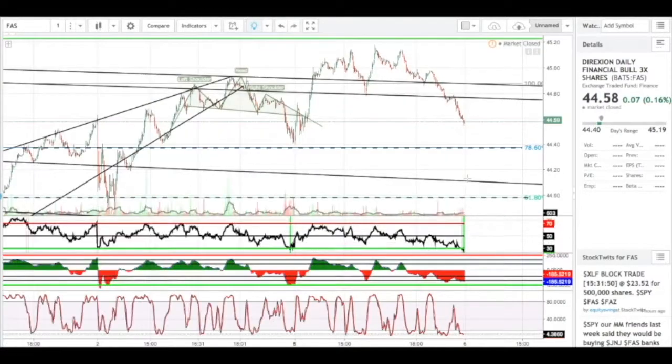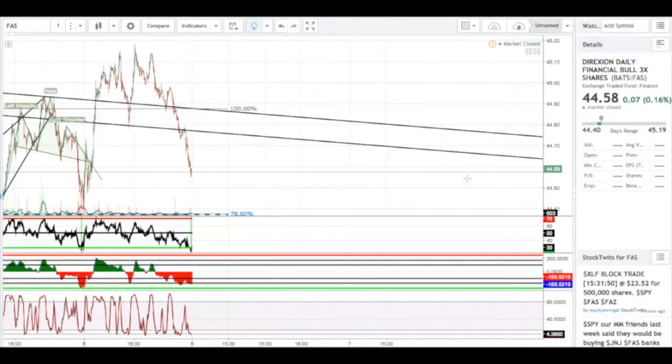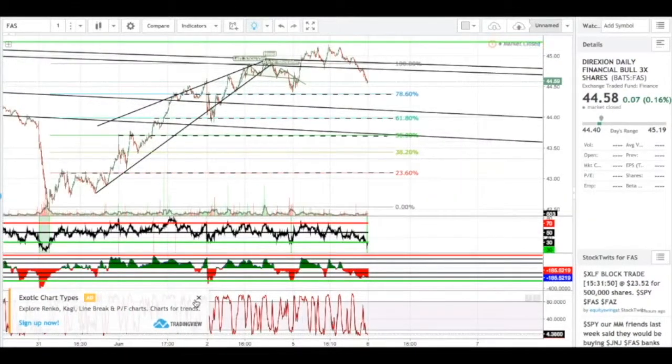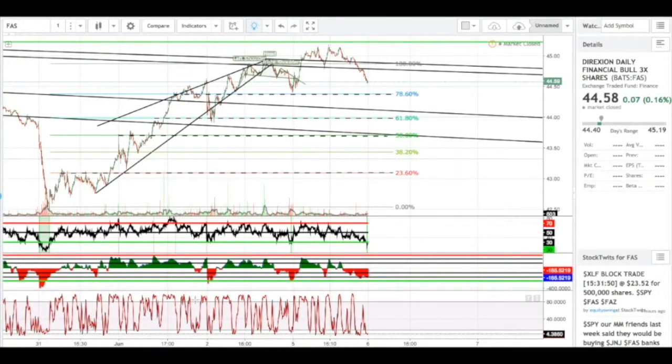So let's go into the 1 minute, and I don't have anything for that. All right, so this has been my analysis of the financial sector, 3x Bull shares, FAS. Let's move on to XBI.